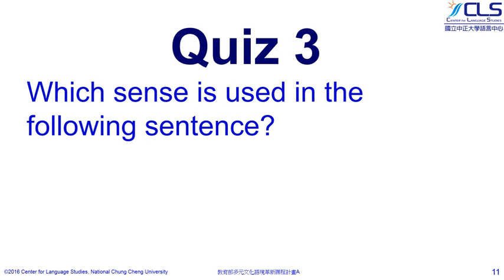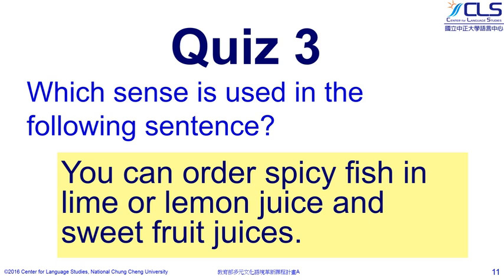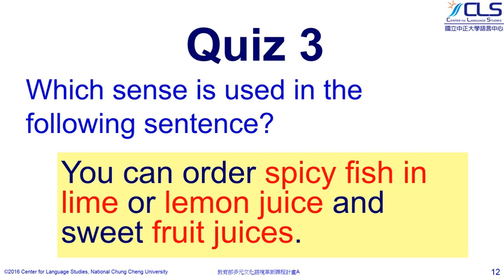Quiz 3. Read the yellow part. Which of the 5 senses is used in the following sentence? After reading the sentence, you can find spicy fish in lime or lemon juice and sweet fruit juices, so that you know the taste sense is used.